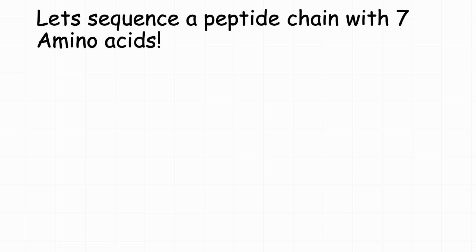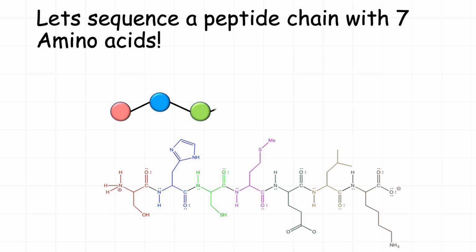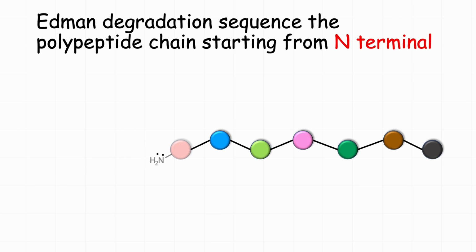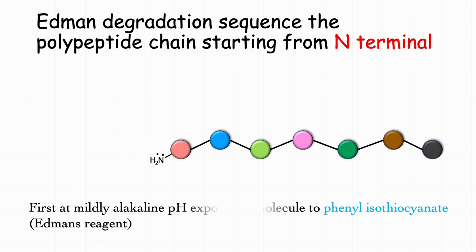So for an example, let's sequence a peptide chain with 7 amino acids. And these peptide chains have 2 terminals, and one end is called the N-terminal, which has an amino group, and the other end is called the C-terminal, which has a carboxylic acid group. In Edman degradation, it will sequence the polypeptide chain starting from the N-terminal.